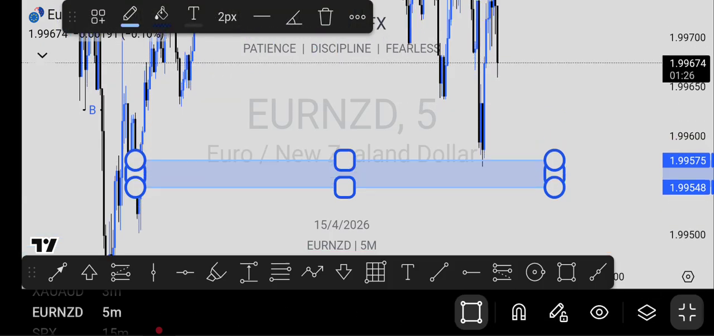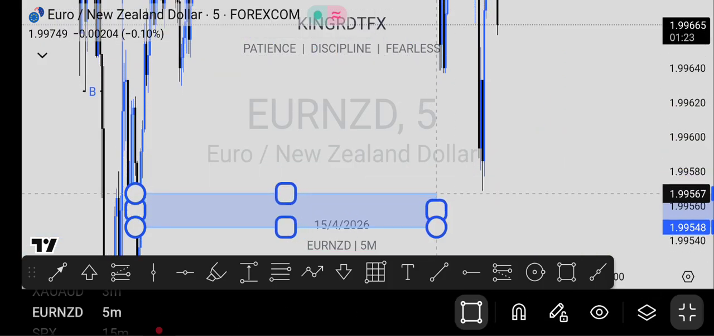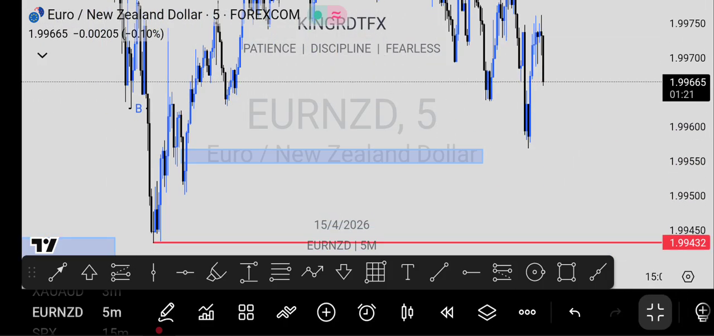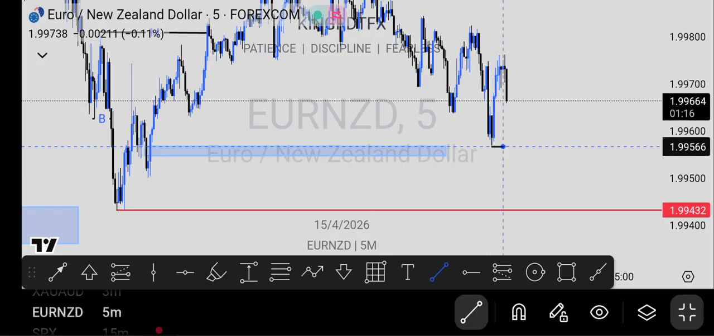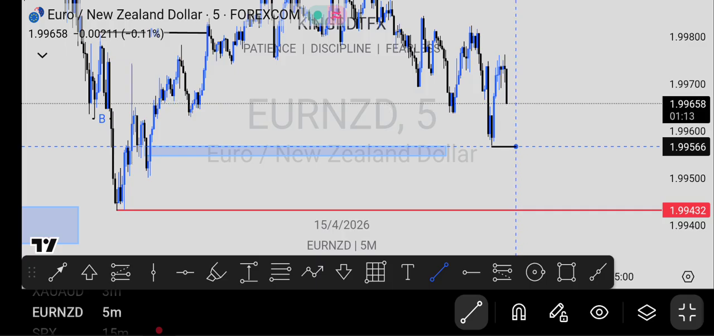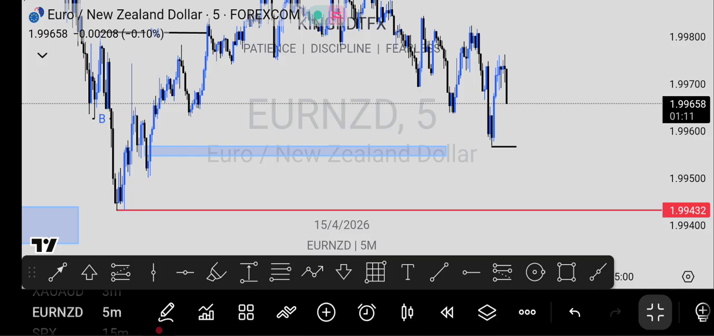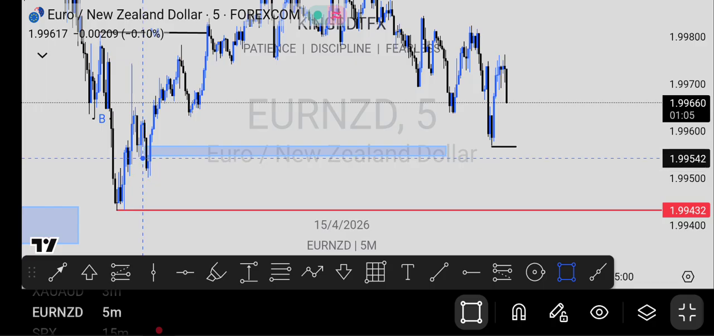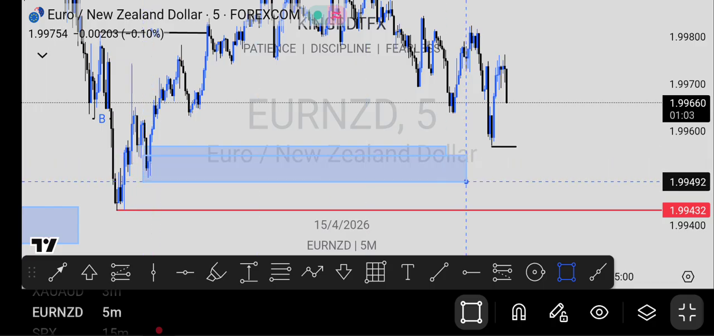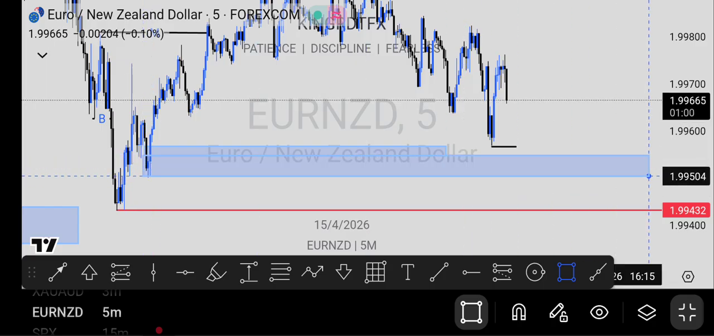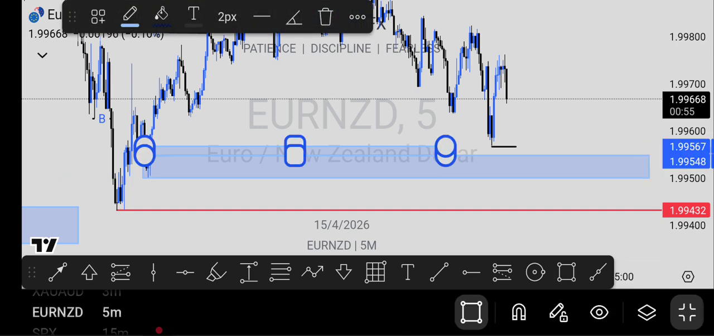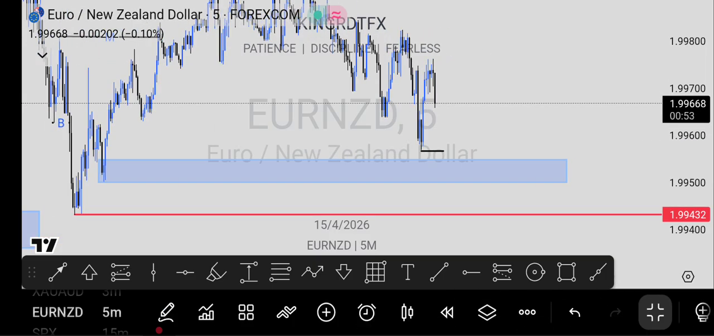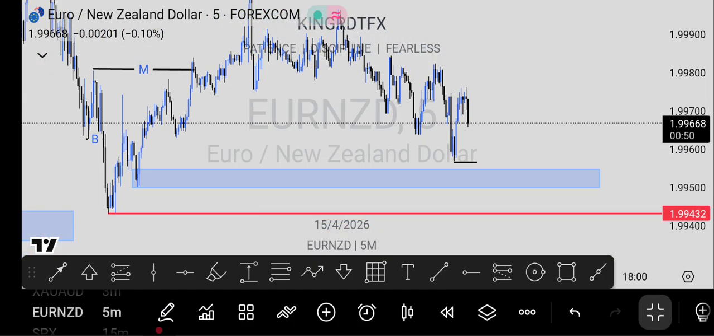Price can do this. Let me show you something. Price can do this, right? This right here can be an inducement, right? Then price takes, then price reacts from here. It can be an inducement, right? That can be an inducement, because you know why.